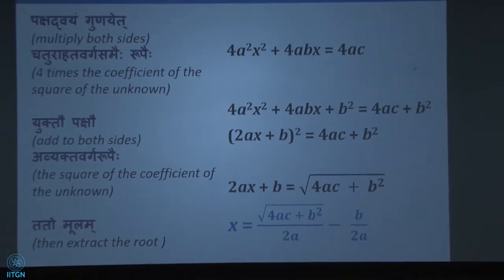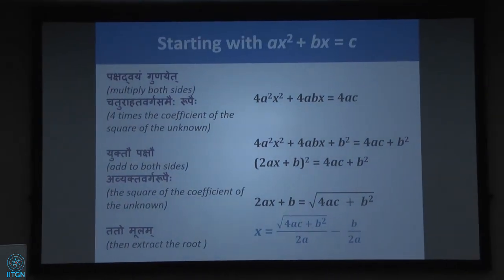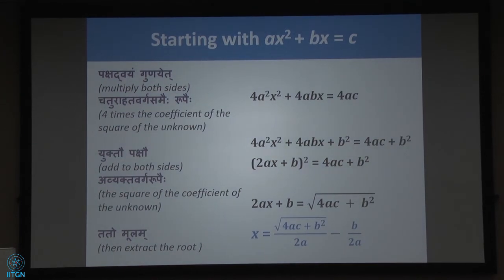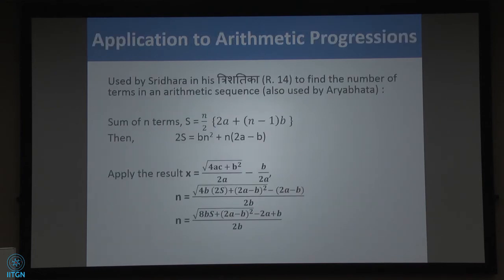Then yuktau pakshau, to both sides you add avyakta varga rupaihi. You add the square, the varga of the coefficient of the unknown. So you're adding b squared, and this is what you get. So here the left-hand side is a perfect square, that's what it works out to. And then the next step is tato moolam. Take the square root of that. And so you get this, from where you can do some simple manipulation and get the familiar form of the solution to the quadratic equation.